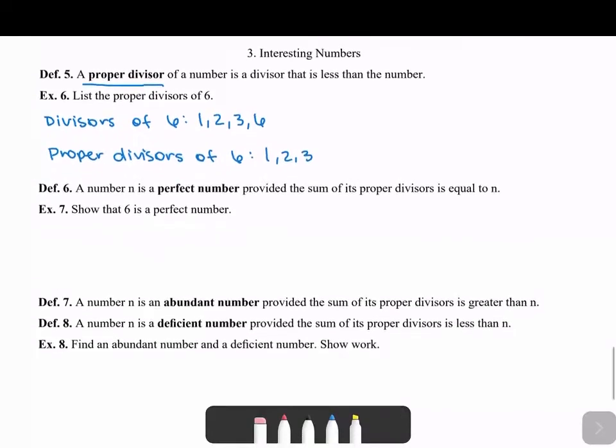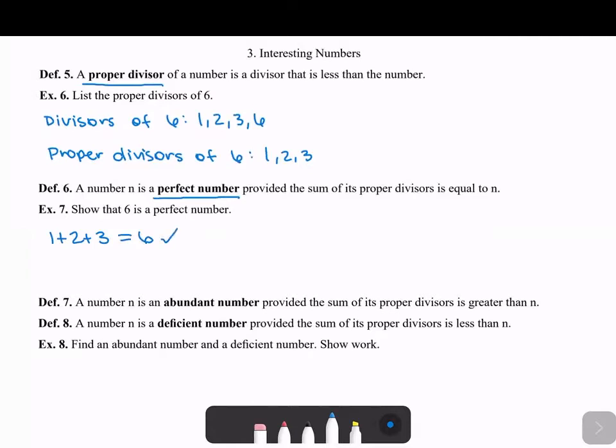The reason that we wanted to bring this up is because we want to talk about the notion of a perfect number. A perfect number is a number such that the sum of the proper divisors is equal to that number. The smallest example is 6. We want to show that 6 is the sum of its proper divisors. If we add up the proper divisors of 6, we get 6. So this one's a really easy one to check.